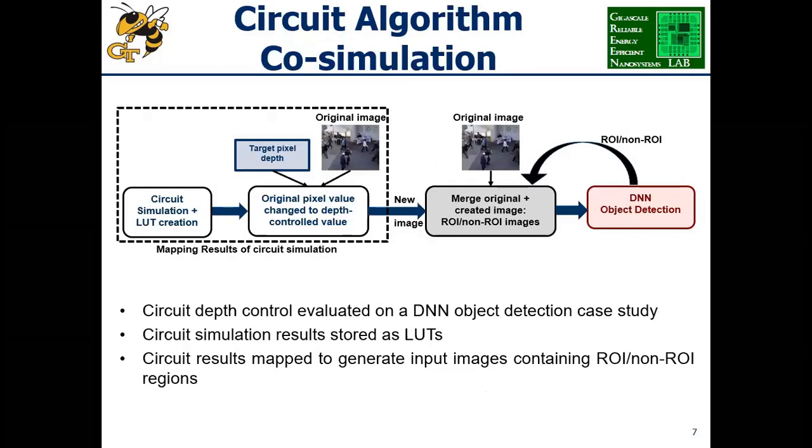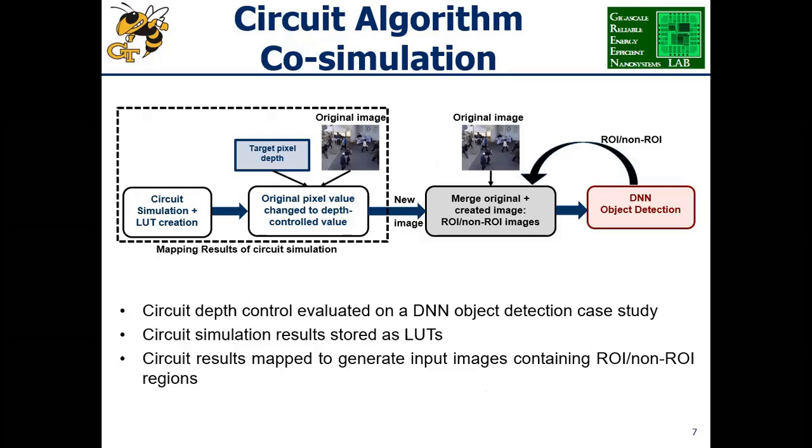So once we have the circuit simulation, we would like to evaluate the results. To do that, we have selected a case study so that we can evaluate the circuit results based on a case study. What we do is take the results from circuit simulation and create the lookup tables, or the LUTs. Now our case study is DNN object detection.